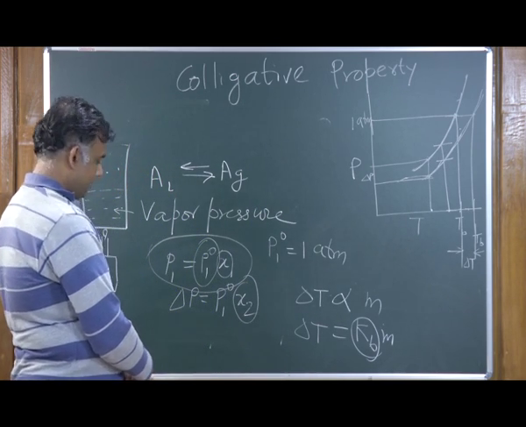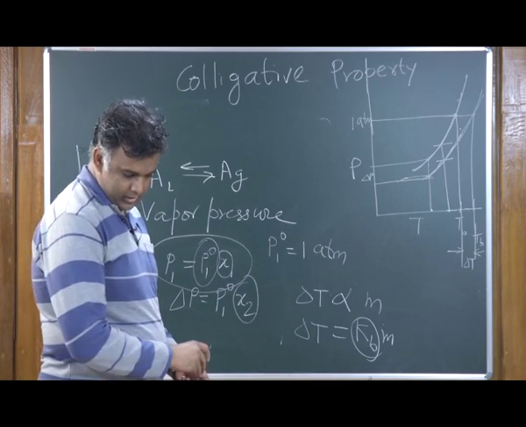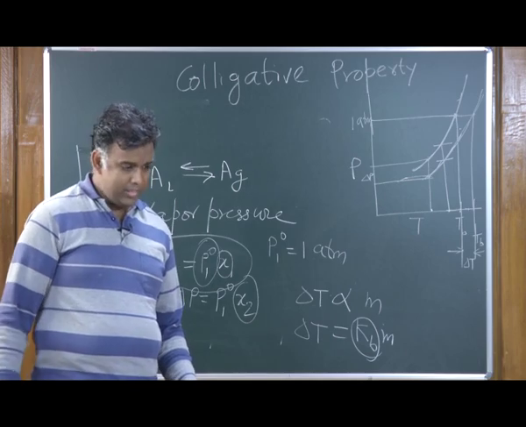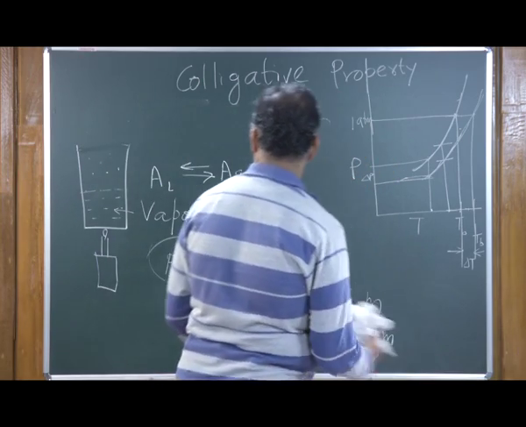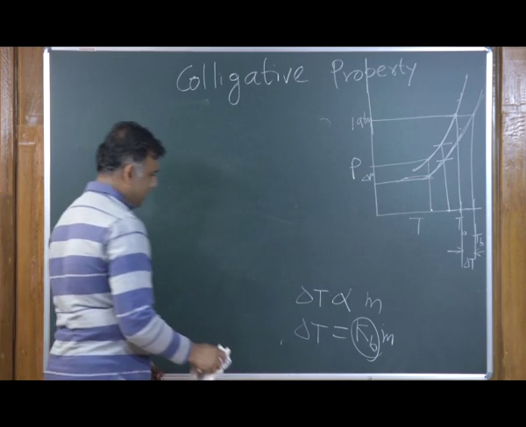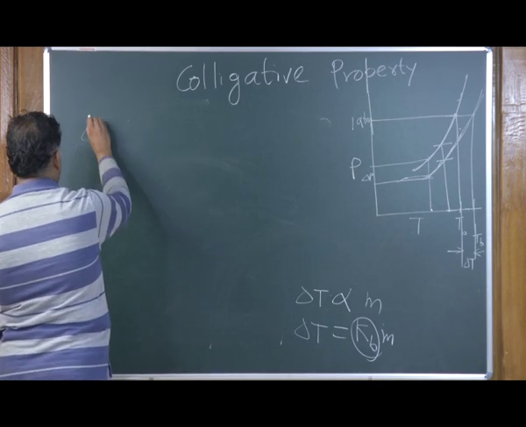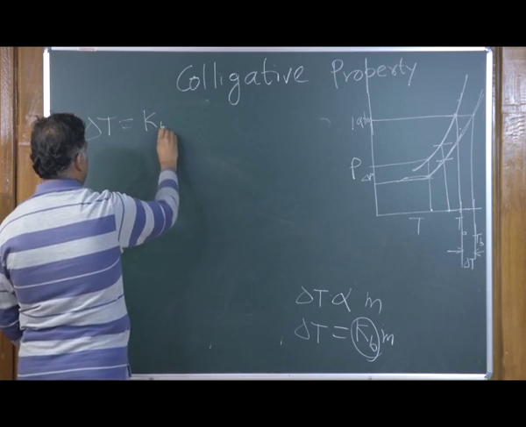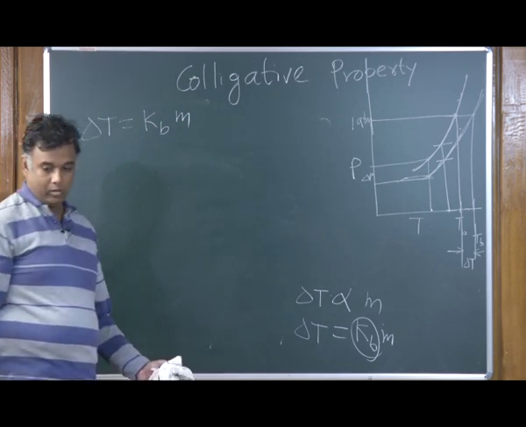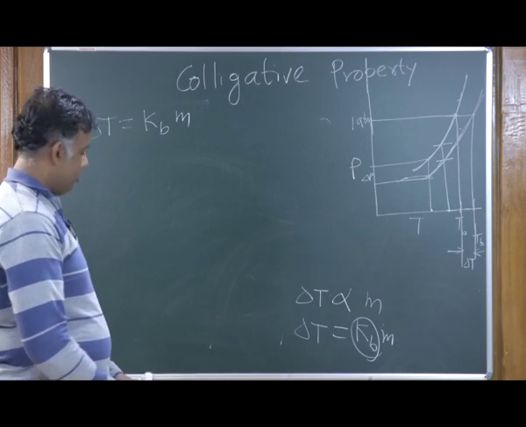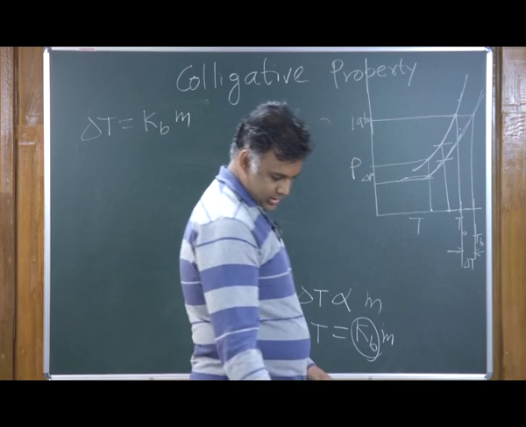Okay. So, now we can use this property also to calculate about unknown solute. Constant Kb is specific to a solvent. So, let me rewrite this, and now let us try to, and this m is the molality of solute in the solution. Okay. Let us do one example.